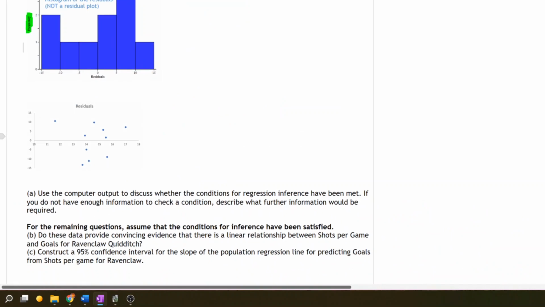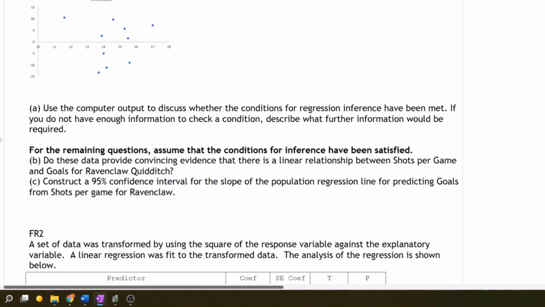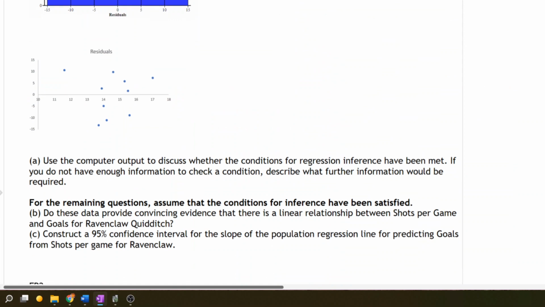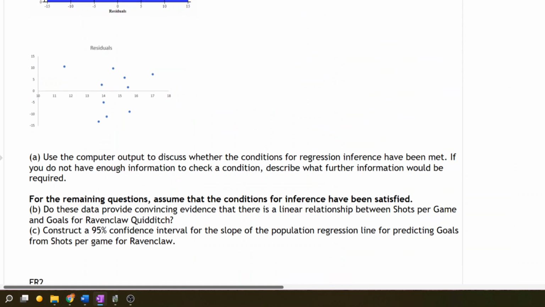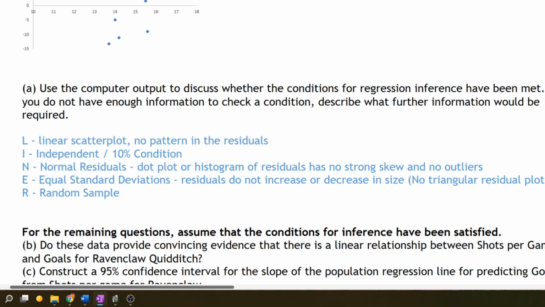Let's go ahead and zoom out again, and we're going to use a computer output to discuss whether the conditions for a regression inference have been met. If you do not have enough information to check a condition, describe what further information would be required. Here are the conditions for regression inference: linear, meaning a linear scatter plot, independence, normal residuals, equal standard deviations, and random sample.